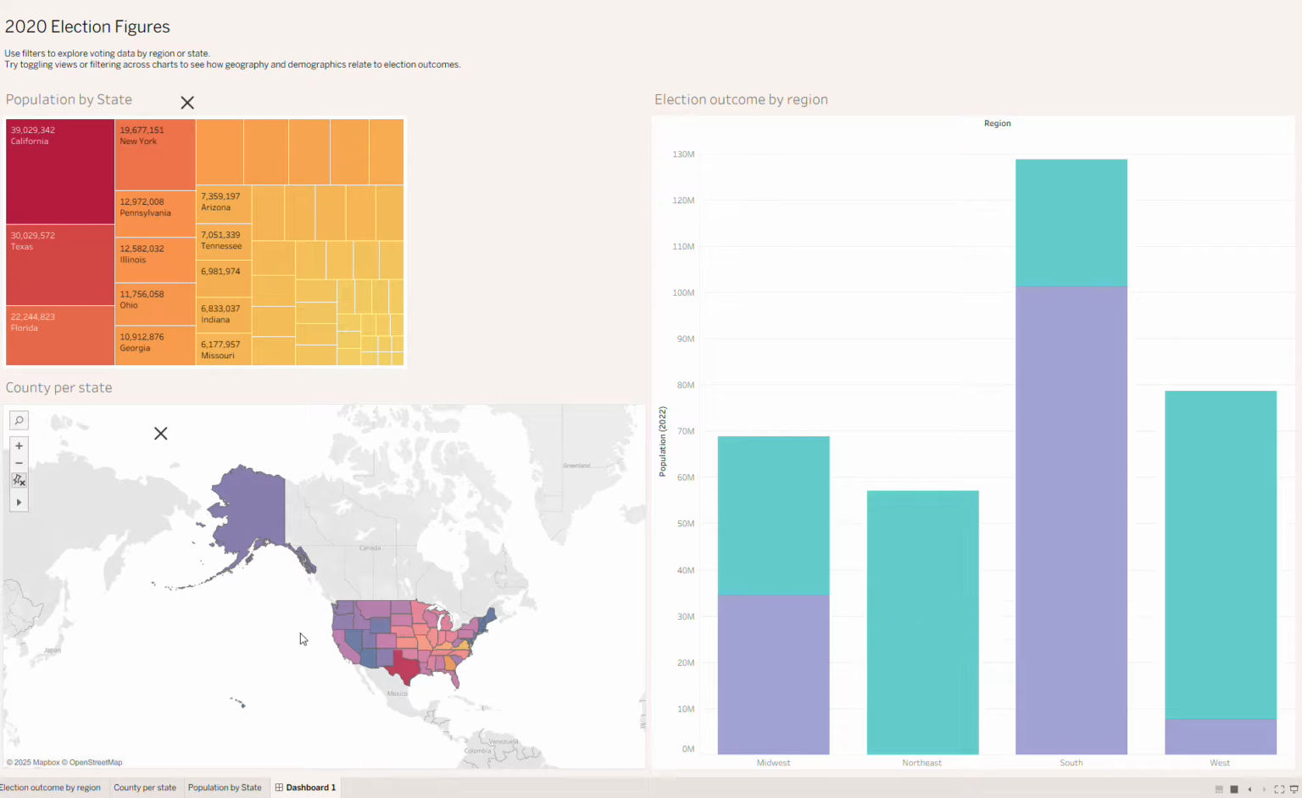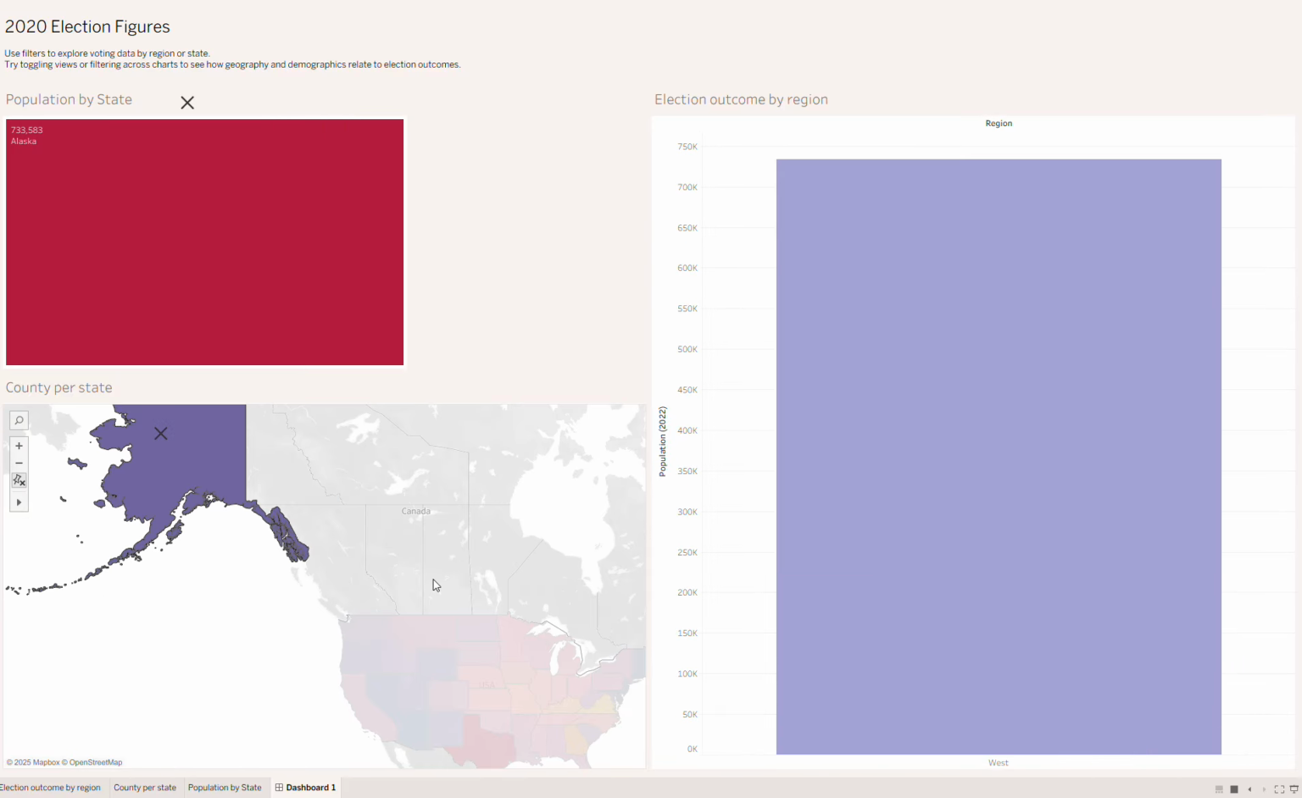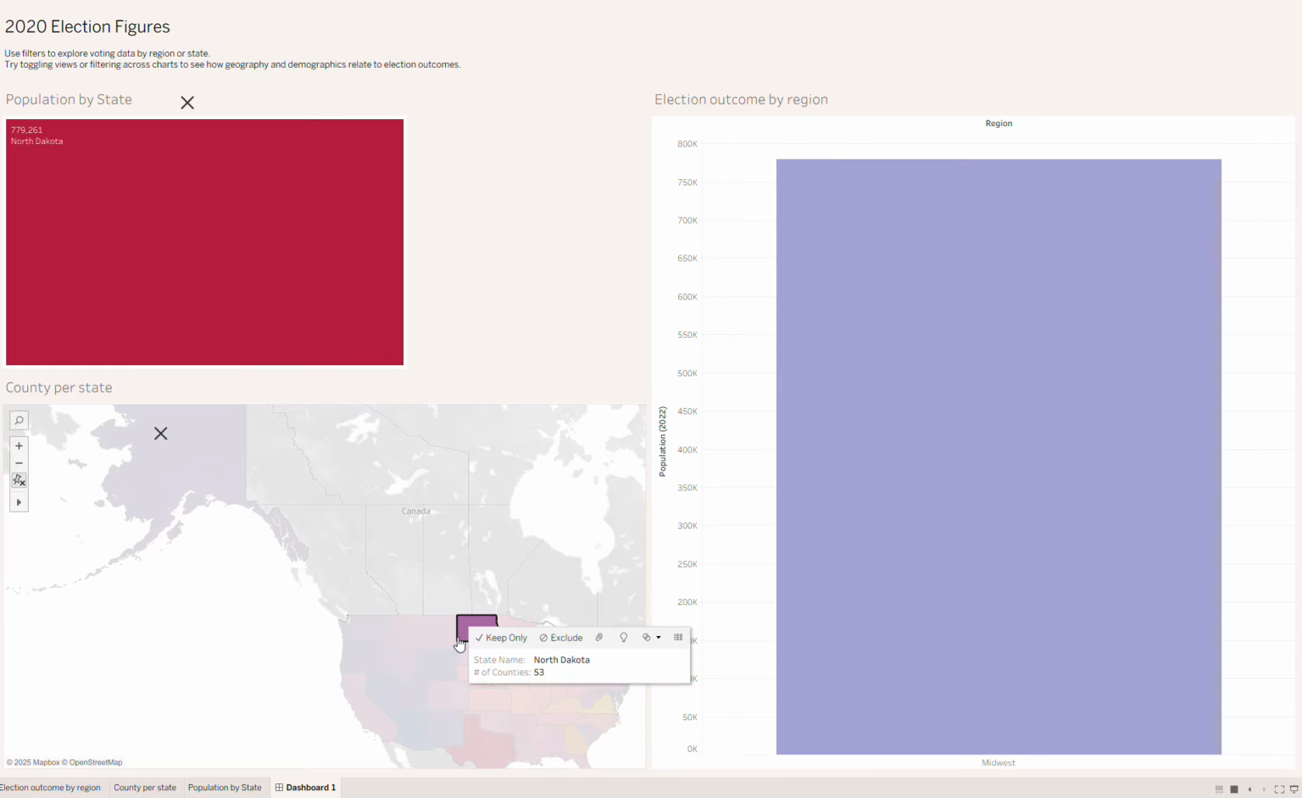The next visualization is a heat chart map showing the number of counties in each state. States such as Texas, which is down here, and Georgia have a high county count, which can influence electoral logistics and representation. This view highlights geographic complexity and helps us consider how administrative divisions might affect voting outcomes or campaign strategies. It also raises questions about fairness.